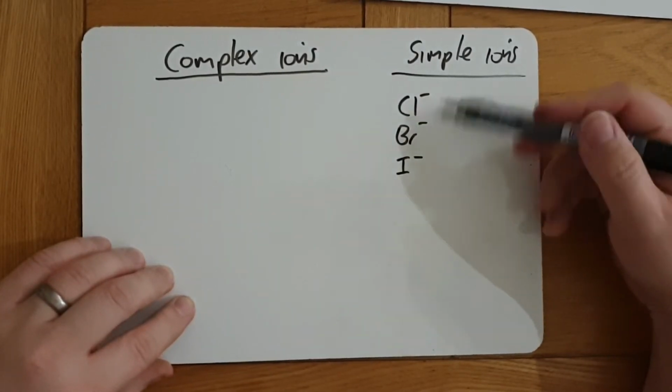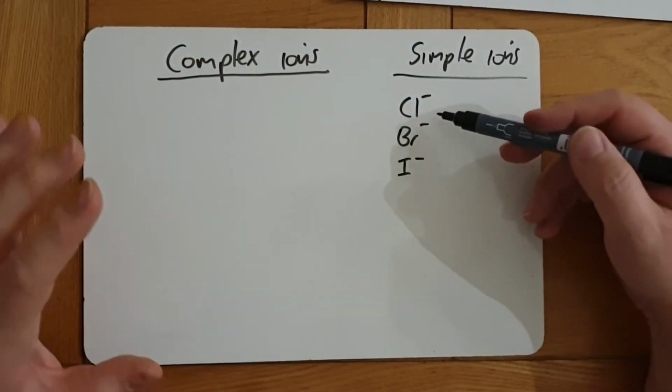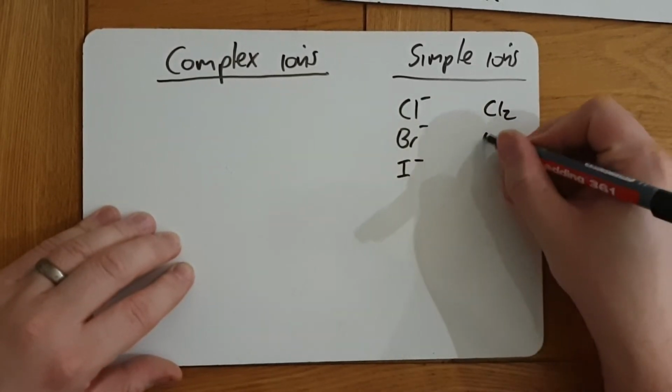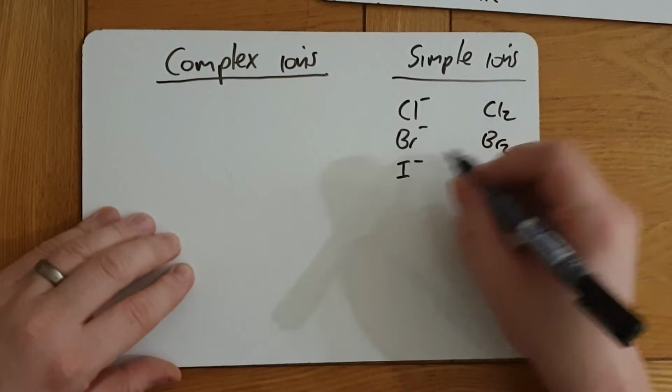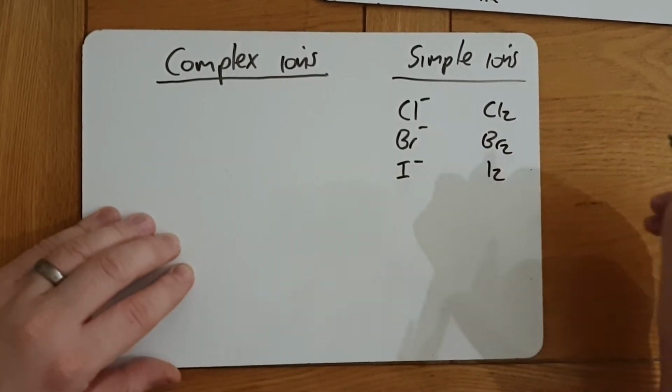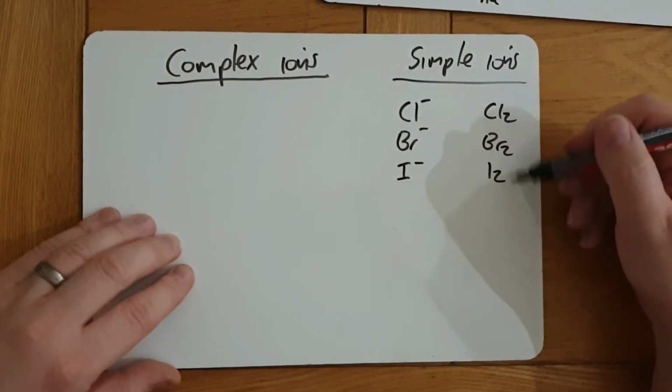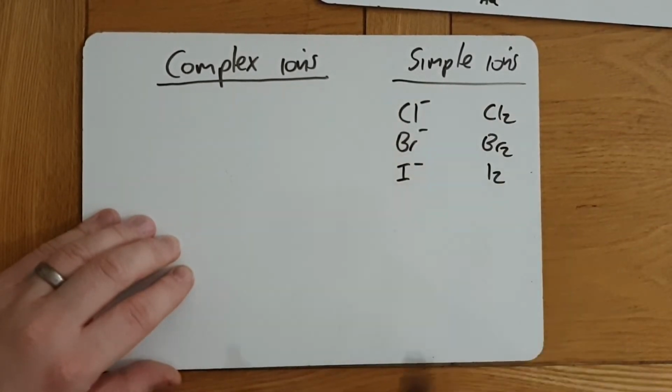Whenever you've got these, you get the element. So Cl minus, you get chlorine gas. Br minus, you're making bromine. I minus, you're making iodine. They go around in pairs. That's a separate video on covalent bonding, I'm not going to go into that here. But if you've got a simple ion, they just make the element of it.